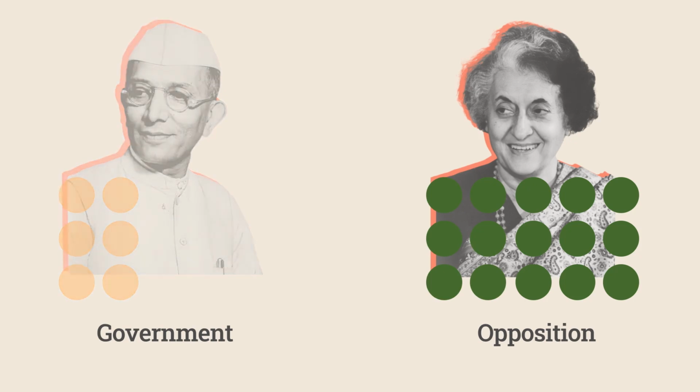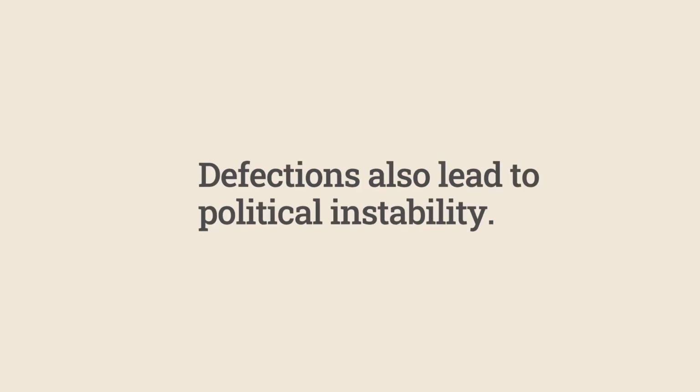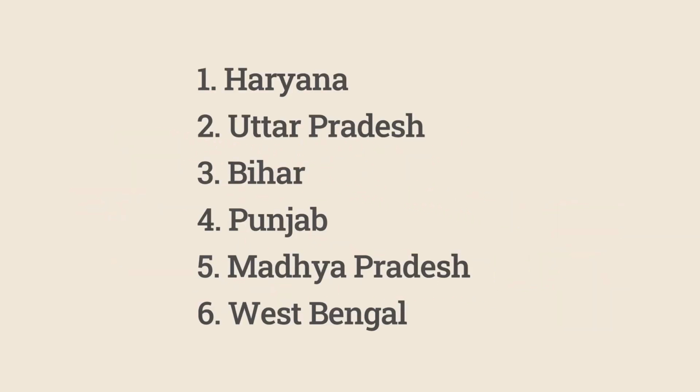When a government falls, taxpayer money is wasted in the name of conducting fresh elections. Defections also lead to political instability. Speaking of political instability, we can't forget the 1960s. Because of MLAs defecting like crazy, governments in these states fell.